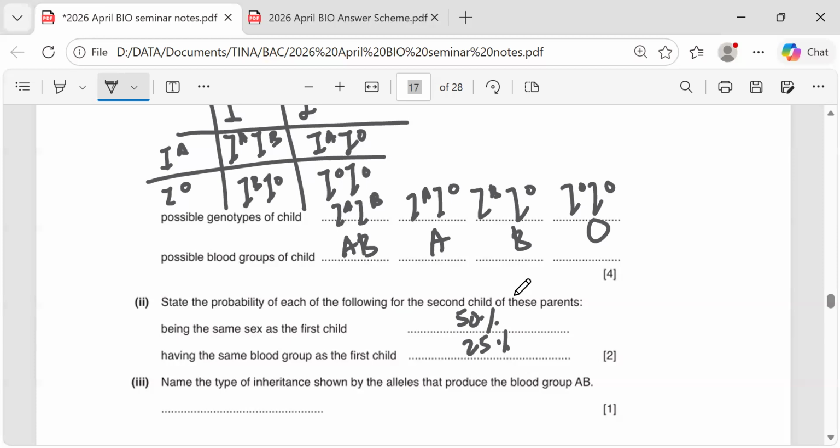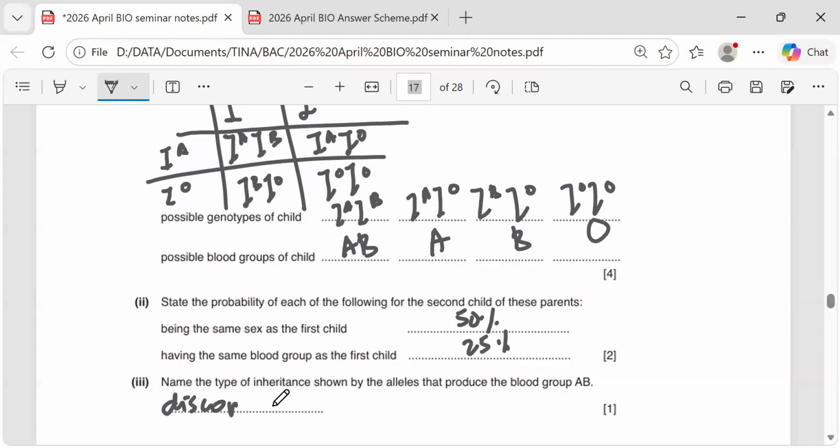No! Every single time you have a child, it's 50%. It doesn't mean your mother had a boy, now the second one will definitely be a girl. It doesn't work that way. It's still 50%. And 25%. Now, the inheritance shown by the blood group alleles is, not continuous but discontinuous.